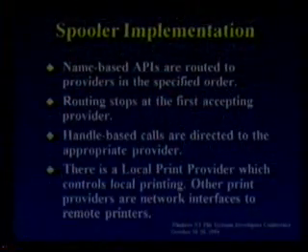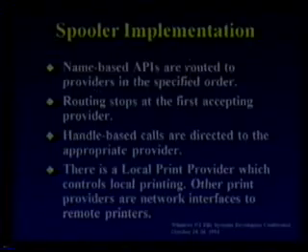Right. Spooler implementation. This is just an overview of how these things work. Again, very much like MPR, name-based APIs are routed in the specified order. Routing stops at the first accepting provider. Handle-based calls go directly to the appropriate provider. And in the printing case, there's always a local print provider, which is the one that serves local printers.